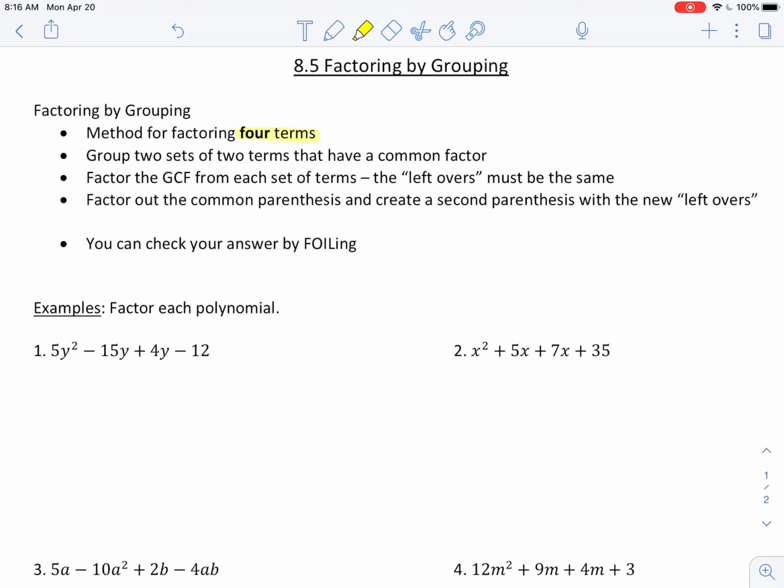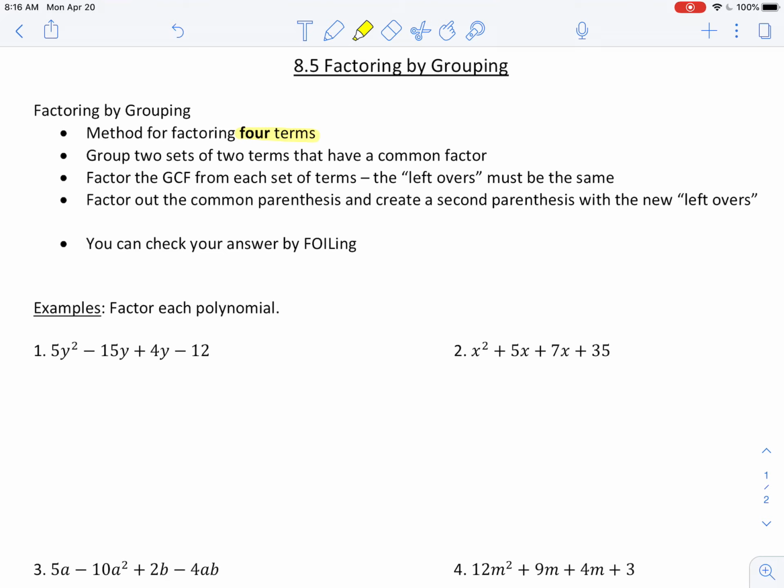To factor by grouping, you're going to group together the first 2 terms of your polynomial and factor out their GCF. Then you're going to group together the second 2 terms of the polynomial, factor out their GCF, and then we're going to see that once we factor both halves of the polynomial, we're going to have the same leftovers, the same parentheses. Since we'll have something with those common parentheses, we can then factor that out and find our final answer. When we factor by grouping, again, it only works for 4 terms.